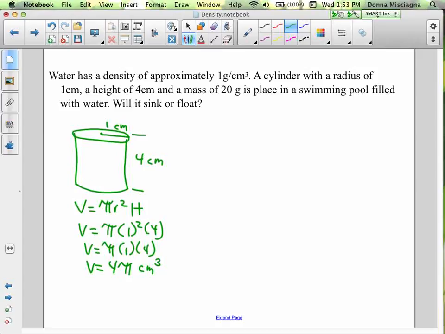All right, so we have our volume. How about the mass? What's the mass of the cylinder? 20 grams. All right, so how do we set this up to find density?